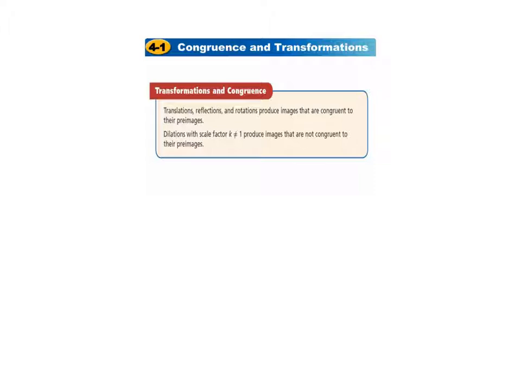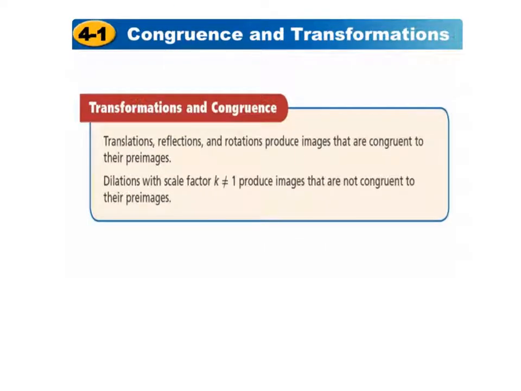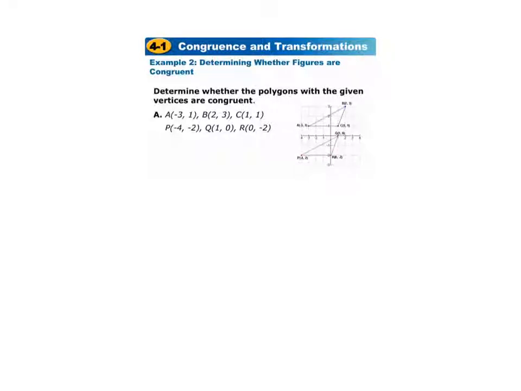So translations, reflections, and rotations produce images that are congruent to their pre-images. So when a transformation is a translation, reflection, or a rotation, the images are going to be congruent. When it's a dilation, they are not congruent. So determine whether the polygons with the given vertices are congruent.